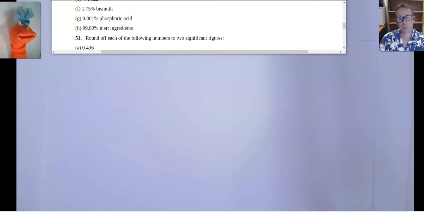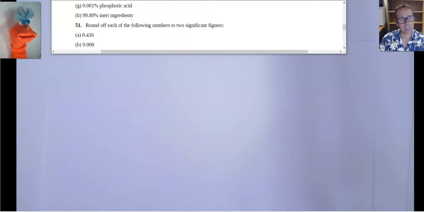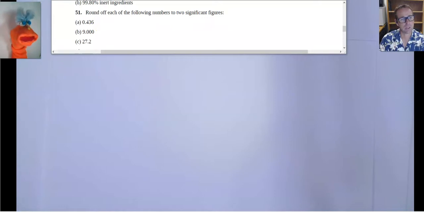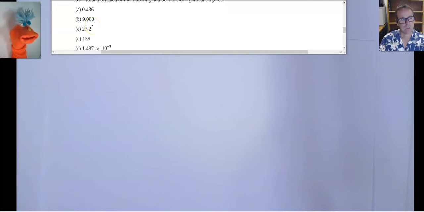Okay. Number 51. So rounding each of these to 2 significant figures. 43.6 goes to 0.44. That's right. 0.436 goes to 0.44. 9.0. Very good. 27.0. No, not the 0.0, just the 27. Okay, just the 27. 135. Now, what does that do? We can just round it up, all right? When there's a 5 there, let's just round it up.